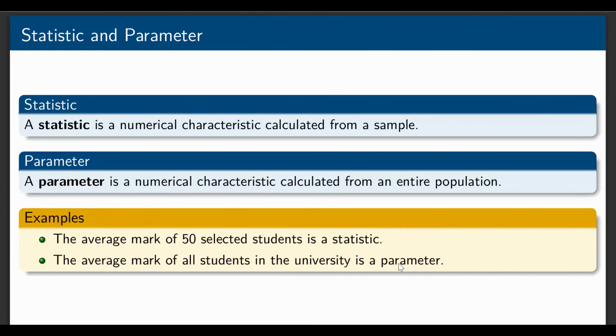Now, here are two important definitions to consider. Statistic versus parameter. Take note, statistic is without an S at the end. A statistic is a numerical characteristic calculated from a sample, whereas a parameter is a numerical characteristic calculated from an entire population. So the difference between statistic and parameter are the two words sample and population.